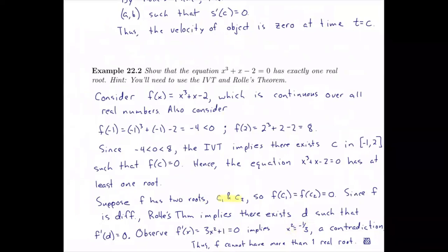So this assumption that there was a c1 and a c2, two roots of this function, or more than one root, and these are two of them, this assumption forces something like this every time, a contradiction with Rolle's theorem, and a contradiction can't stand, so there cannot be more than one root. So we know that f has exactly one real root in this case.